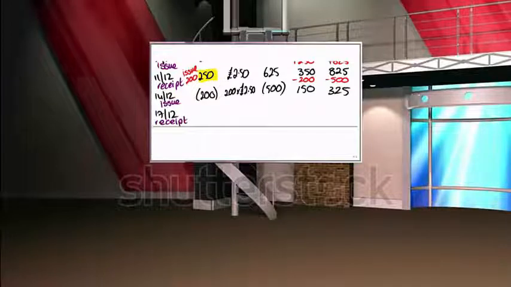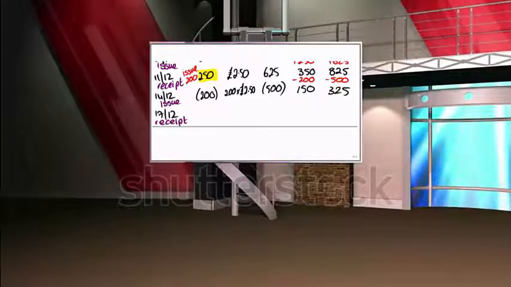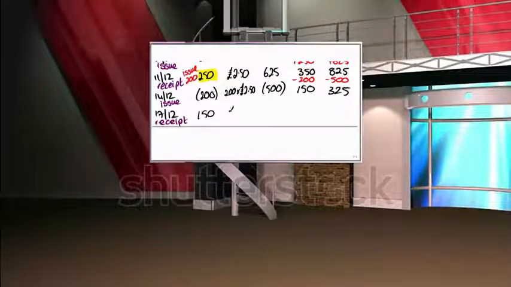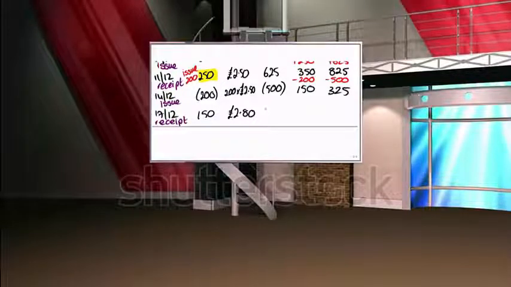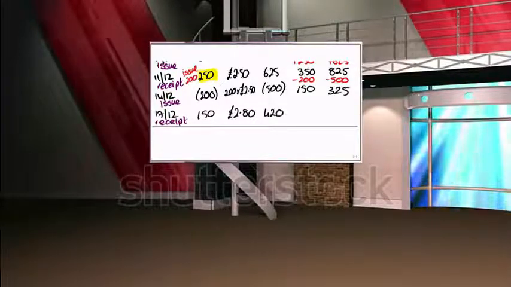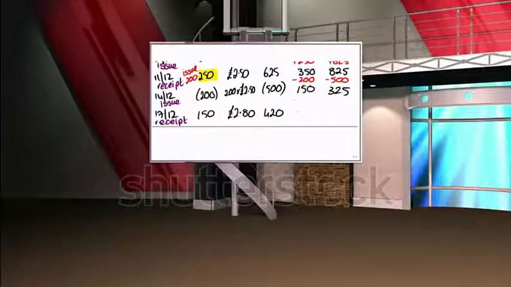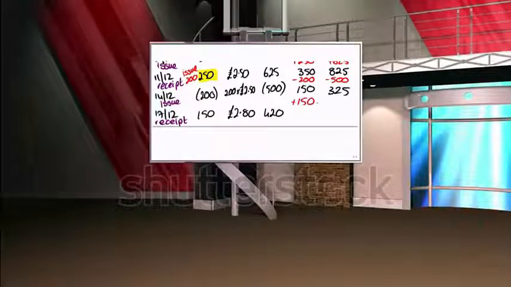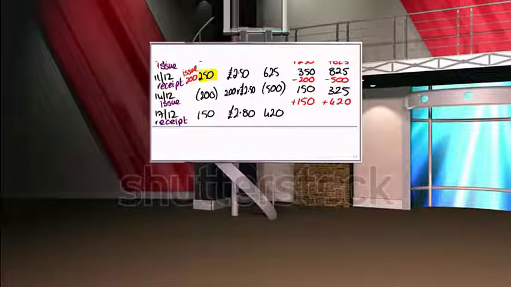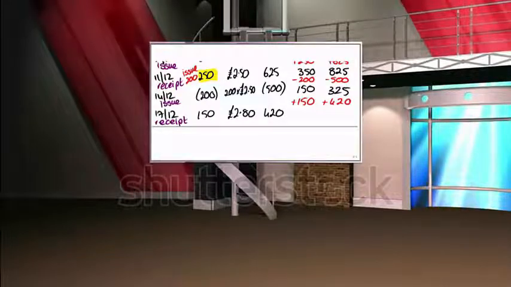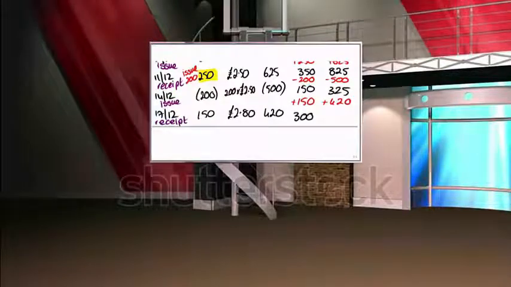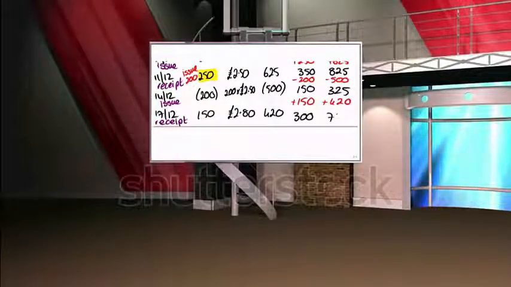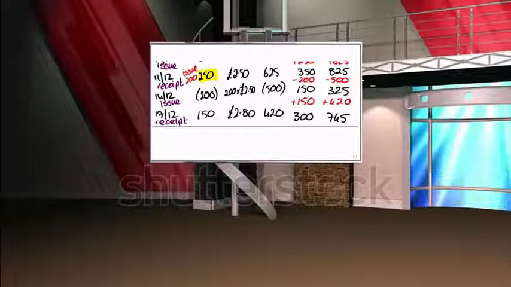The 17th of the 12th, we purchased 150 units with a unit value of 280, total value of 420. So if we just add that on, we now have 300 units with a total value of 745.